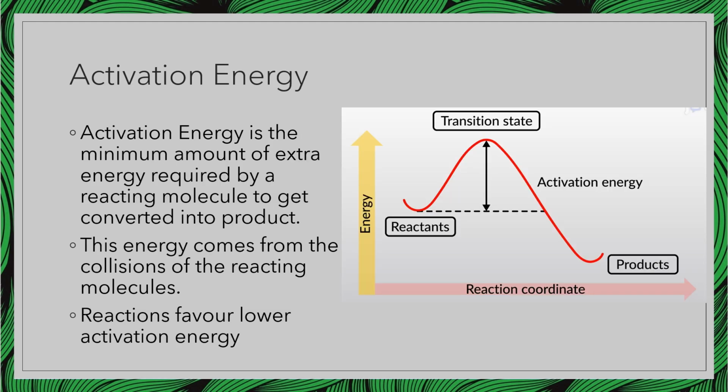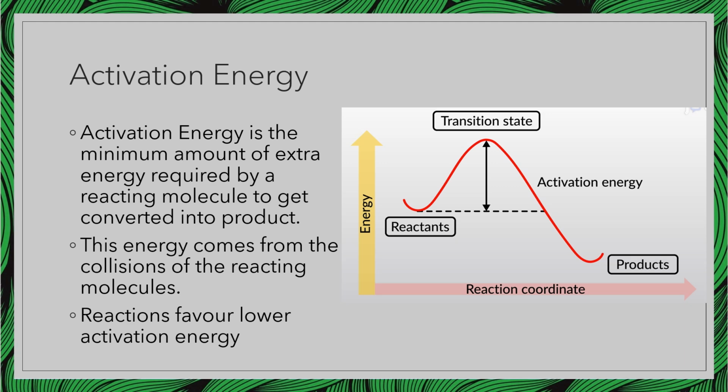Activation energy, so that thing where we're talking about the transition state, the activated complex, that's what we call the activation energy. So for a reaction to occur, we need to get over that energy hump, and it's the extra energy required for a reacting molecule to get converted into the products. I said before, collision theory states enough energy in the correct orientation. That enough energy is the activation energy.